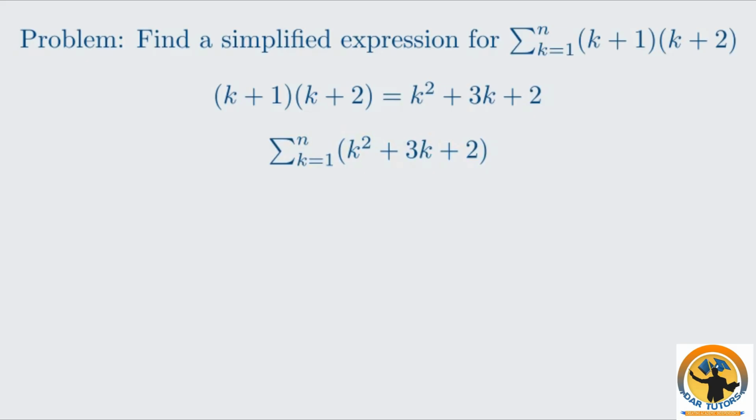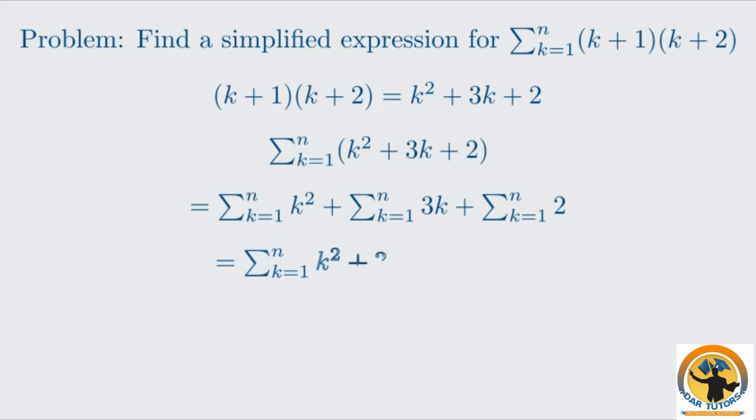Now, we apply the sum and difference rule to split this into three separate summations. This gives us the sum of k squared plus the sum of 3k plus the sum of 2. Next, we apply the constant multiple rule to the second term and the sum of a constant rule to the third term. This becomes the sum of k squared plus 3 times the sum of k plus 2n.